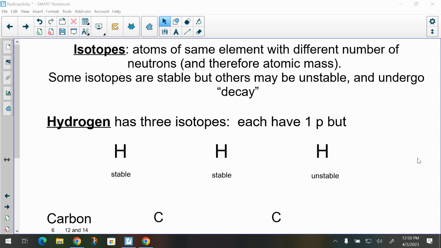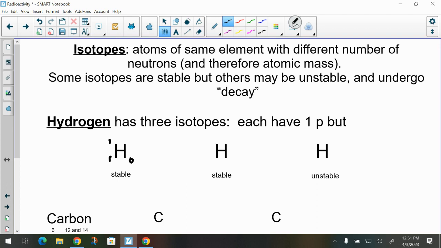Isotopes are the same element, but with a different number of neutrons. Hydrogen, for example, has three isotopes, and we talked about this the other day. The most common form of hydrogen by far is regular hydrogen. Regular hydrogen has one proton and no neutrons, and therefore it has a mass of one. Hydrogen is just a proton with an electron. That's all it really is.